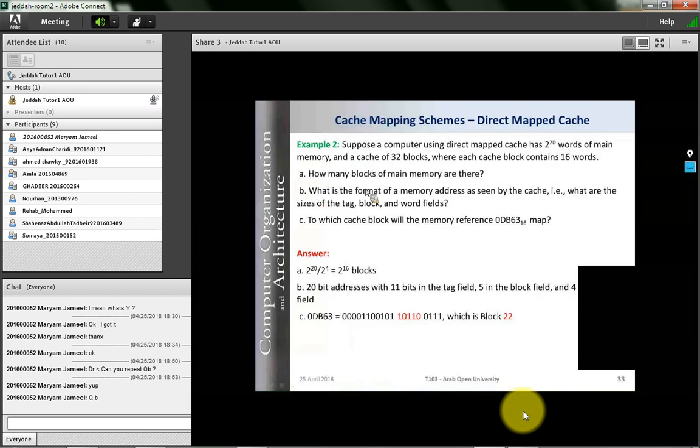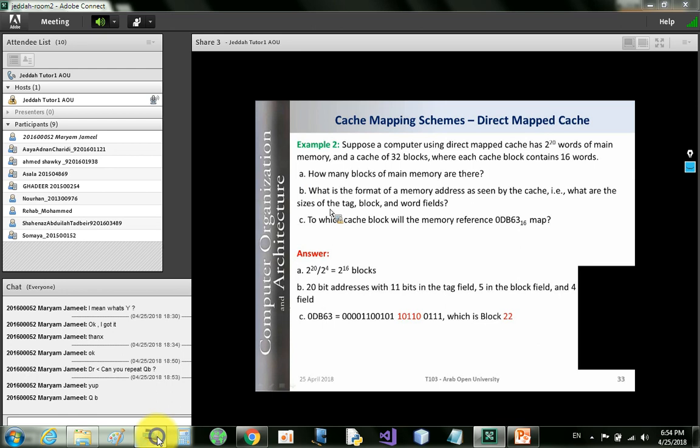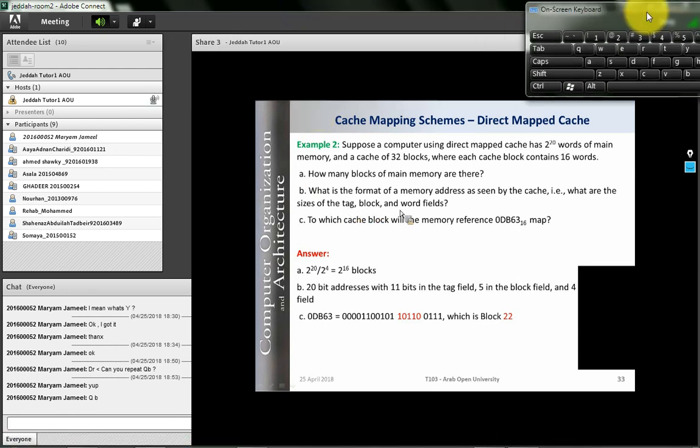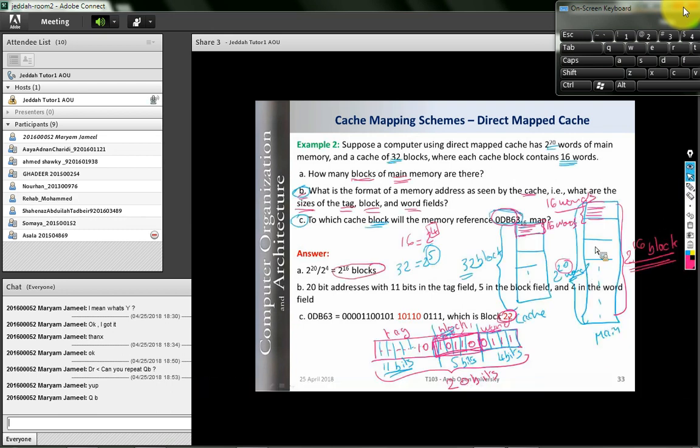Question B is, what is the format of the memory address as seen by the cache? That means we need the size of the tag, the size of the block, and the size of the word fields, because in the direct mapping scheme we have 3 fields: the tag, the block, and the word. In this example we have 32 blocks in the cache, and 16 words per block. We have 2 to the power of 20 words in the main memory.